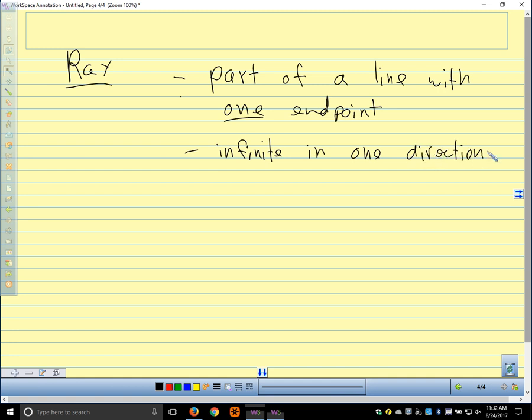I kind of think of rays as half of a line. We cut one half off, it goes one way but not the other way. So, and Connor said it looks like an arrow. Like that. And I'm going to say that ray goes through point B. This is the endpoint.